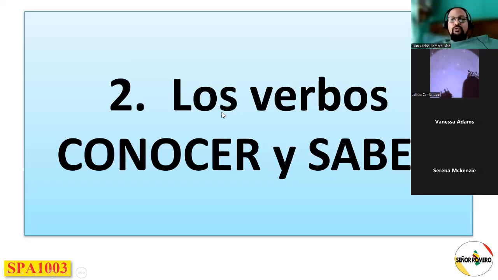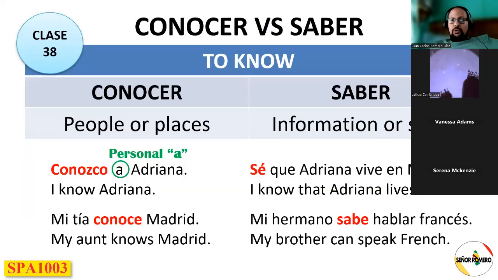Los verbos conocer y saber. As I told you, there is only one verb in English. That verb is to know, but in Spanish, there are 2 ways to say to know. There are 2 different verbs for to know. Those verbs are conocer and saber.